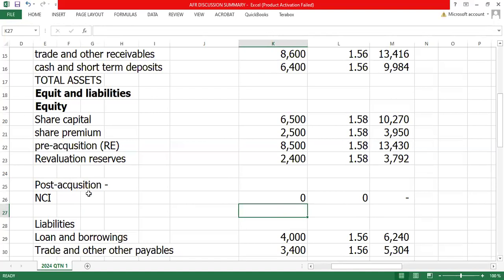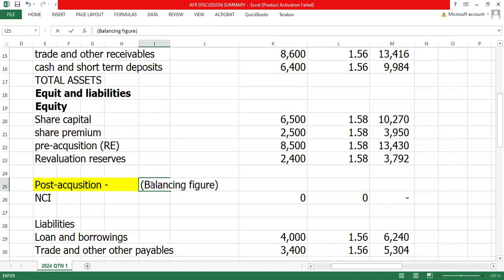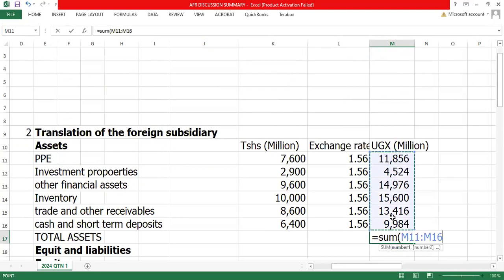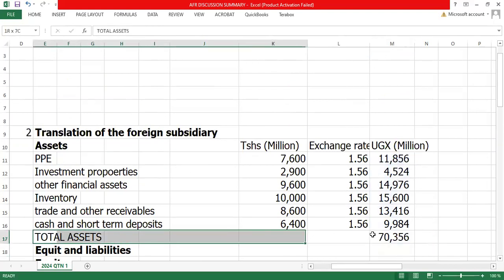Now post-acquisition, how are you going to get this? It is the remaining balance. This is just the balancing figure. For you to understand it, call it just a balancing figure. And what does that one mean? You are going to add the total assets. That's what you get when you add the total assets. Remember, total assets must be equal to what?